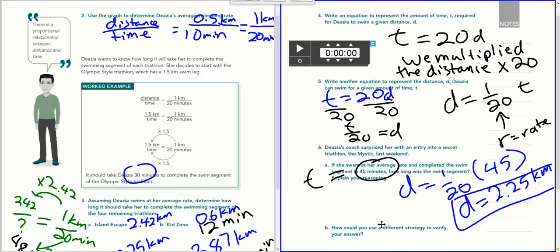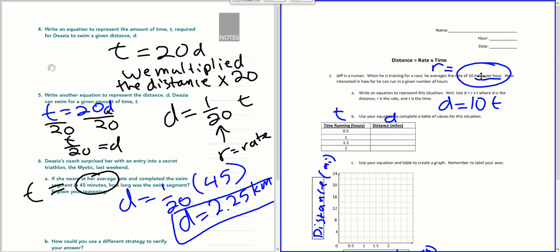Your assignment was this worksheet. In this situation, Jeff's a runner. When he's training for a race, he averages a rate of 10 miles per hour. Keep in mind, that is our rate. So we're going to substitute that for our r in our equation, d equals r times t. So put the 10 there, and then I'm going to plug in or substitute these for my t's. So 0.5 times 10, and then whatever I get, I write that down in the table, and I do that for each one of them, and then I need to graph it.